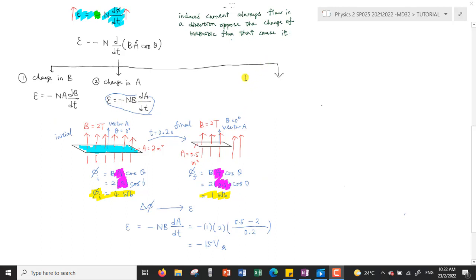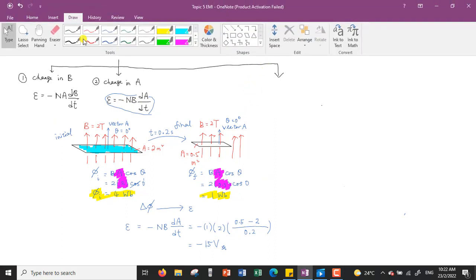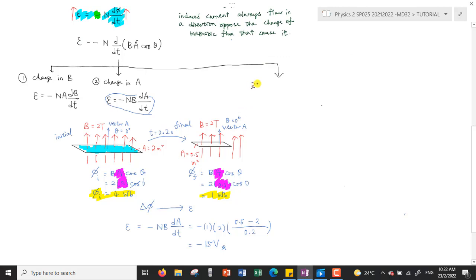So in this tutorial, we are going to continue with the third way we can induce EMF. Okay, so the third way we can induce EMF is by rotating the coil in magnetic field.